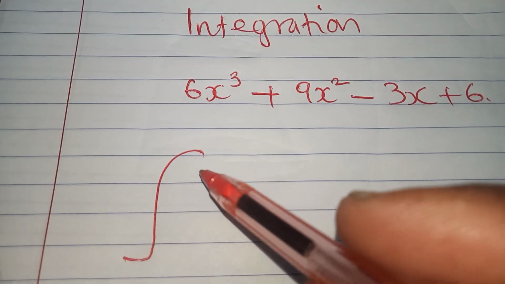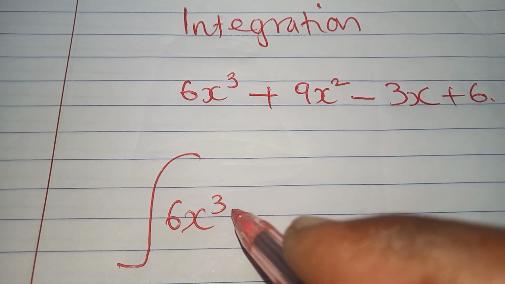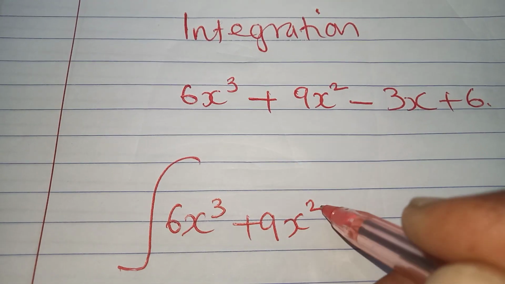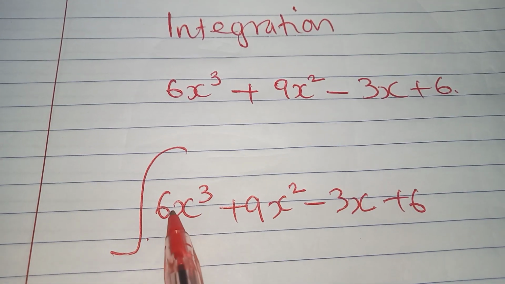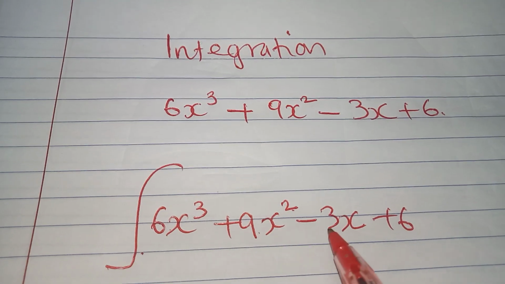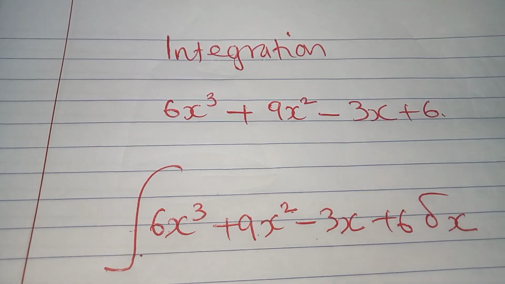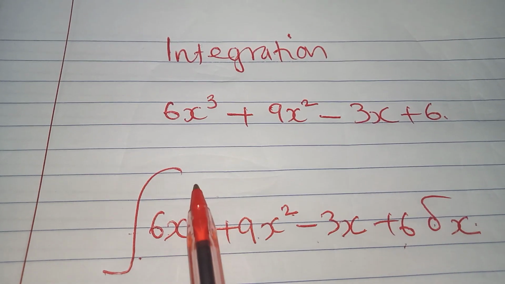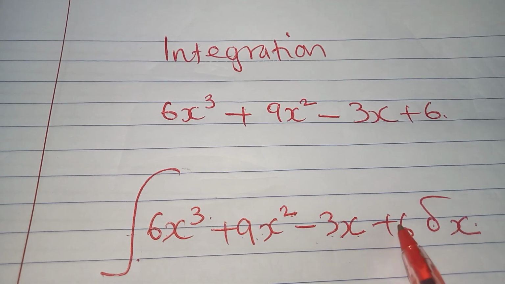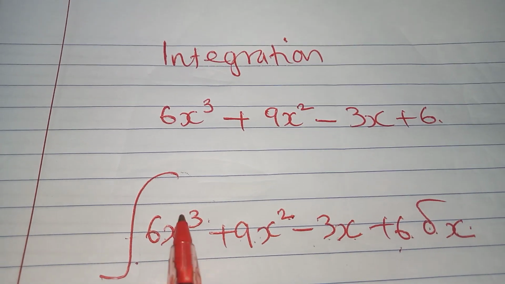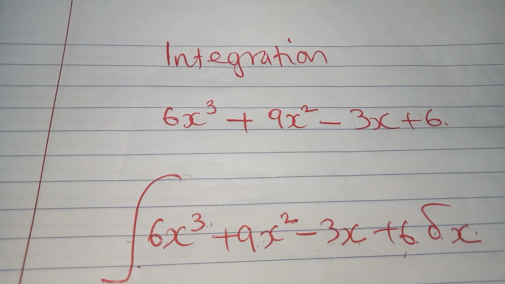So you find a situation whereby this symbol gets written down and someone writes 6x cubed plus 9x squared less 3x plus 6. So integrate 6x cubed plus 9x squared less 3x plus 6. We are integrating this function with respect to change in x. This is a cubic function because the highest power to which x is raised is 3.